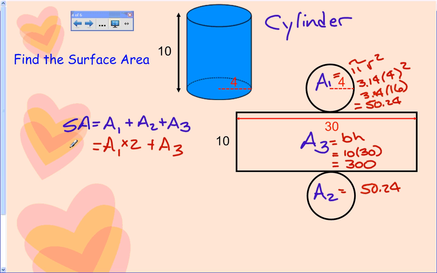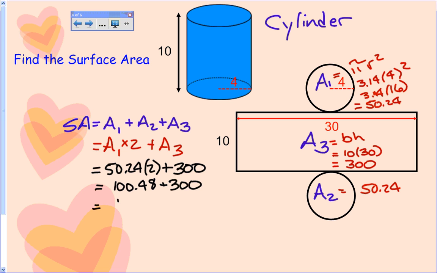So over here for my surface area, I said take area 1 and multiply it times 2 because there's 2 of them. So we're going to take 50.24 times 2. Then we're going to add this big rectangular area of 300. So this gives me 100.48 plus 300, which equals 400.48. So that's my surface area of the cylinder.